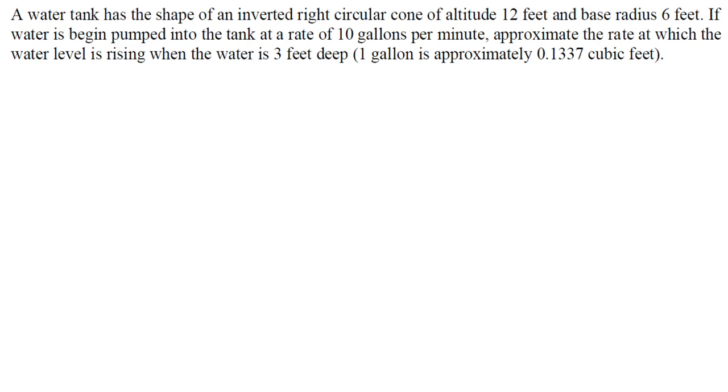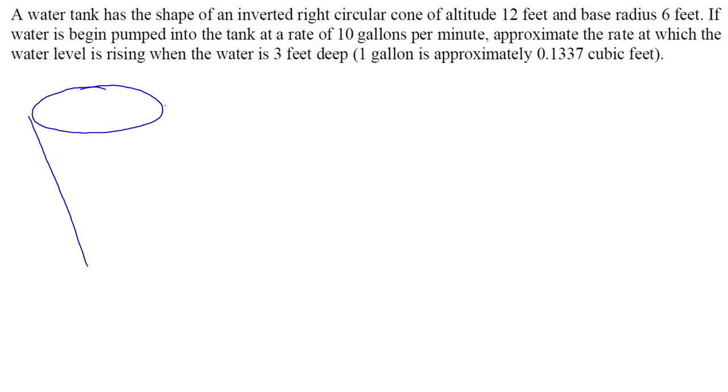All right, we got a couple more here. So this one, we've got a water tank that has the shape of an inverted right circular cone with a height of 12 feet and a base radius of 6 feet. We're pumping water into the tank at 10 gallons per minute. And we want to approximate the rate at which the water level is rising when the water is 3 feet deep. So we'll draw an inverted cone.